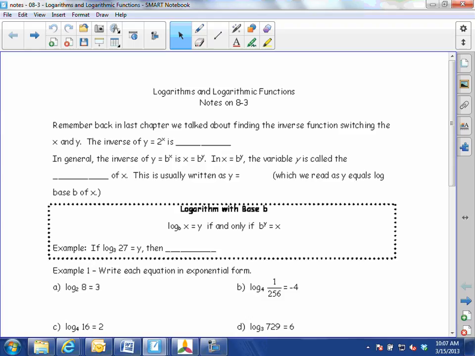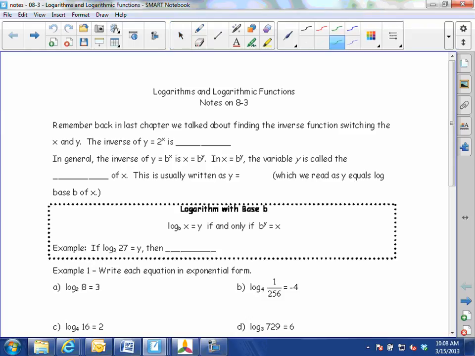Alright, so logarithms is another way to work with exponents. Okay, so last chapter, remember we were talking about inverses. How do we remember the inverse? What do we do? Yes, the x and the y. Switch the x and the y. Alright?